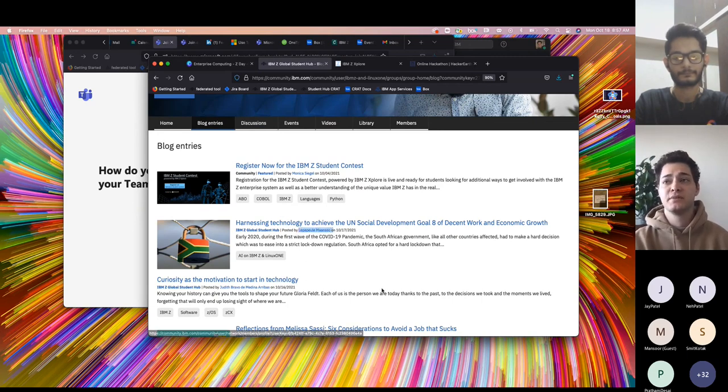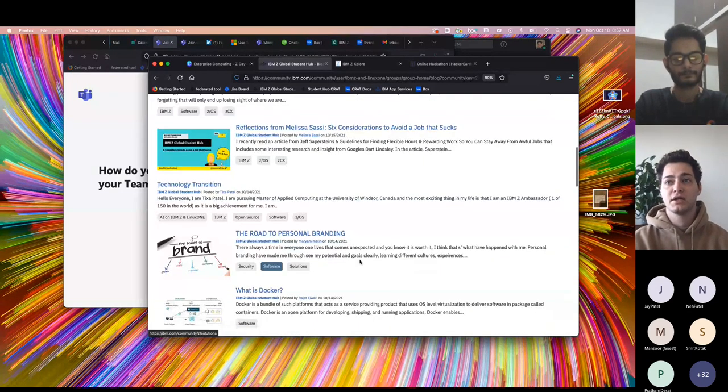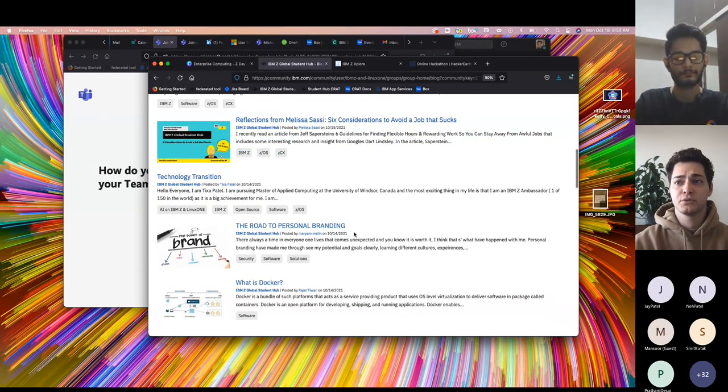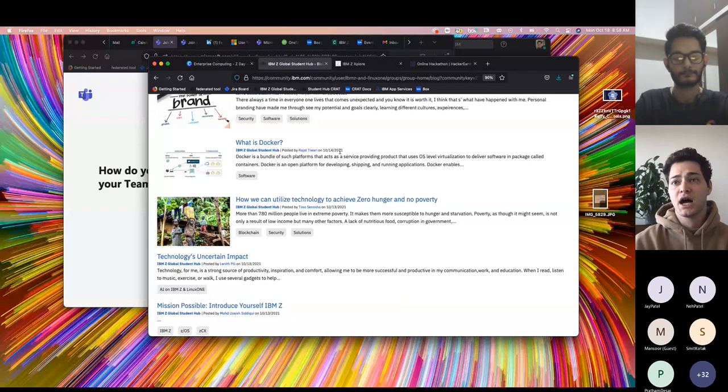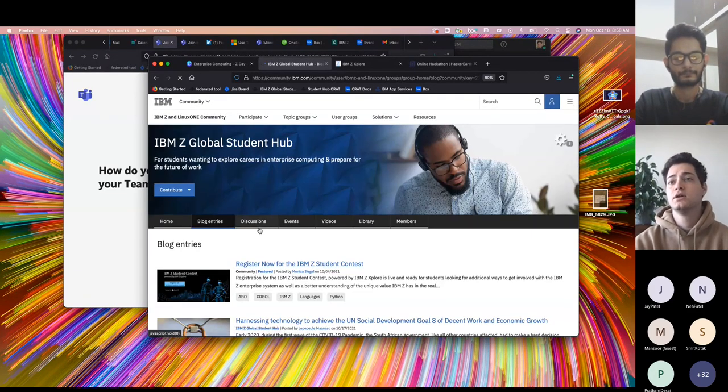I believe Lepepul is another one of our Z ambassadors who wrote about harnessing technology to achieve UN societal social development goals as well. So you can scroll through here, and there's some awesome stuff, both about technology, but also about life skills and general job skills, personal branding. What is Docker? We'd like to diversify the content, and we invite you as members of the Student Hub to contribute content as well.